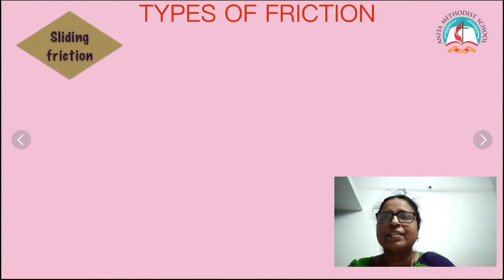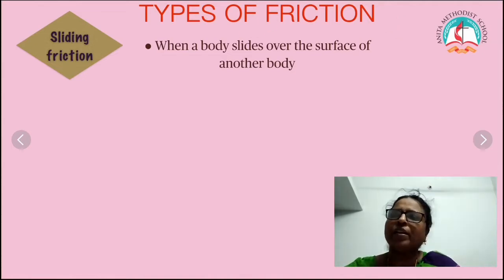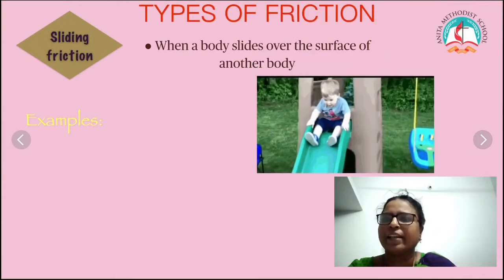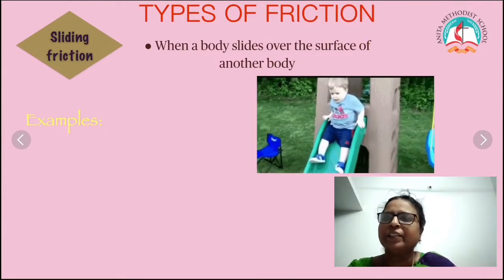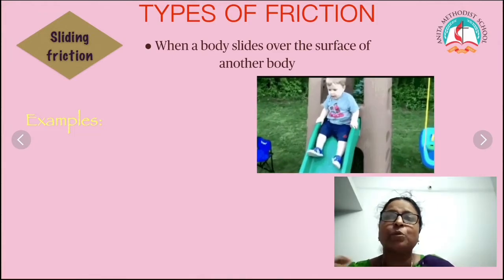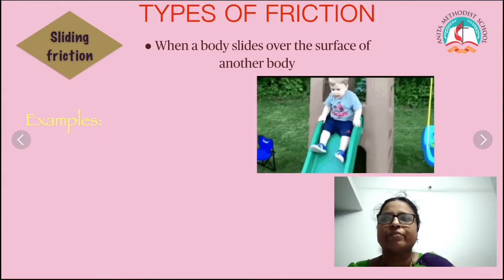We are going to see sliding friction. Okay. When a body slides over the surface of another body, the friction acting between the surfaces in contact is called sliding friction. You can see the example here. When the body slides over the surface of another body in contact, that is called sliding friction.